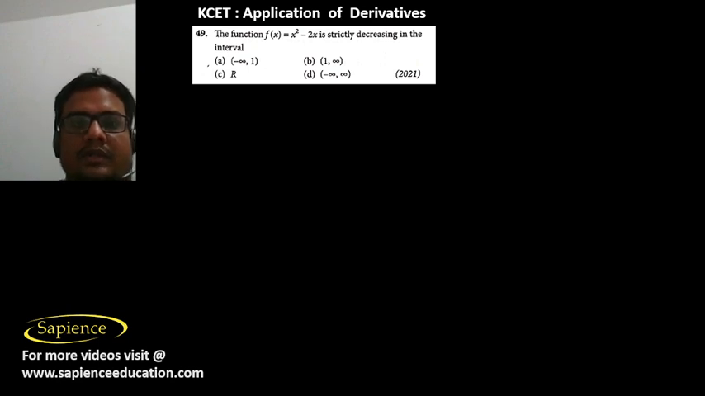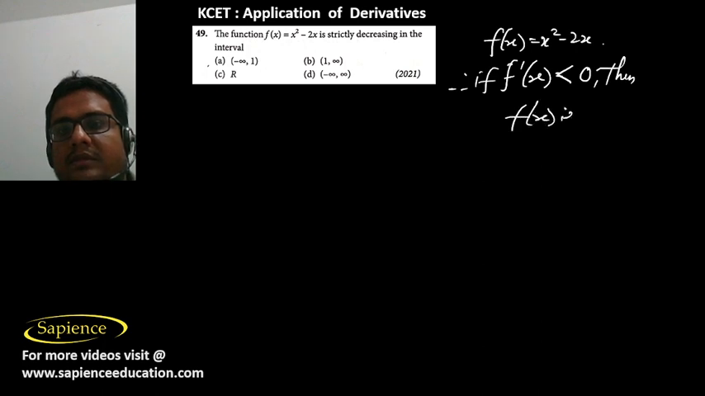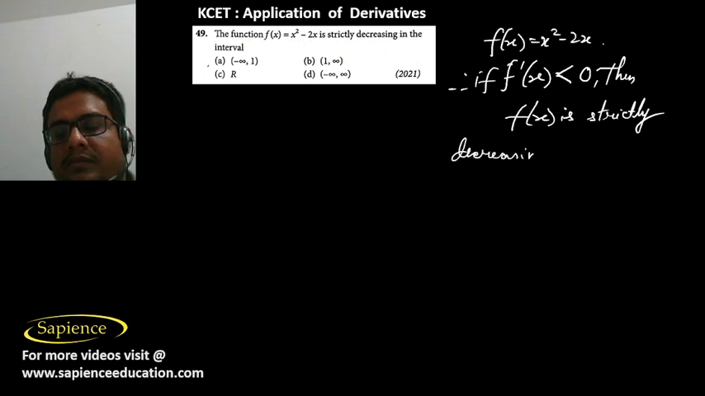And in question number 49, it is told the function f(x) equal to x square minus 2x is strictly decreasing in which interval. Therefore, if f dash x is less than 0, then f of x is strictly decreasing in that interval.